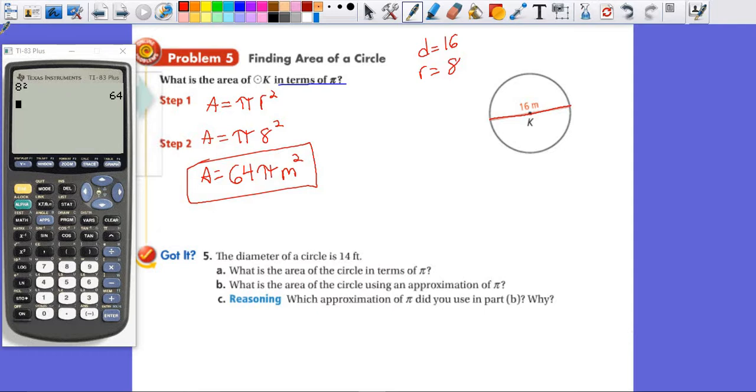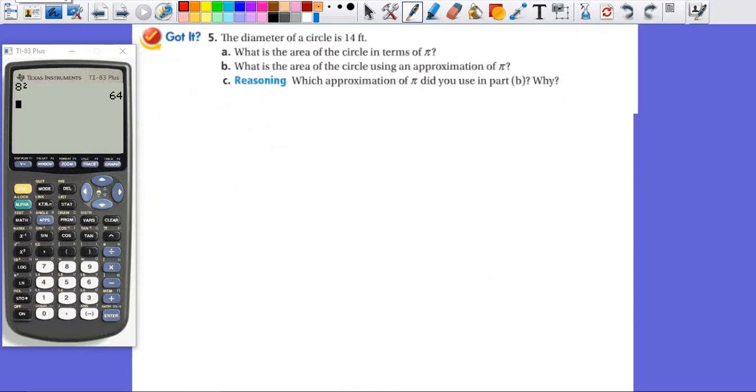Answer A, B, and C. Okay, hopefully you've had a chance to do A, B, and C here. For A, if you did the area in terms of pi, you start with your formula, which is pi times the radius squared. The diameter is 14, the radius is 7 squared. So A equals 49 pi feet squared.